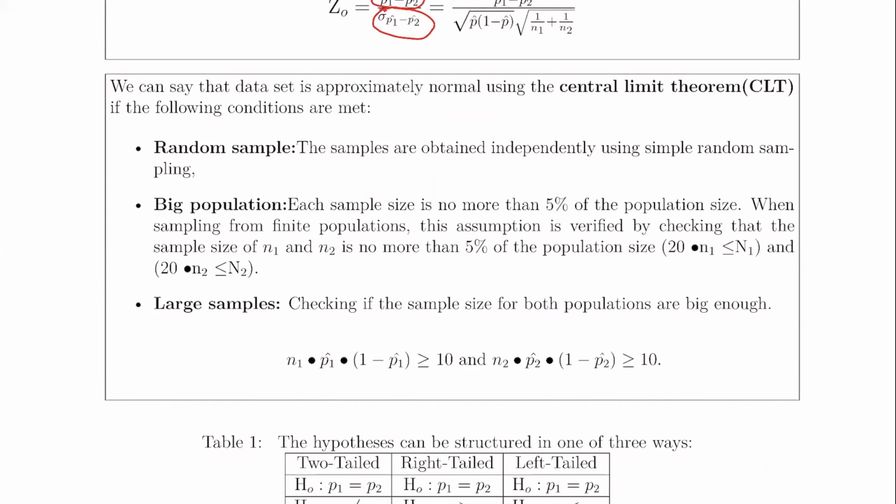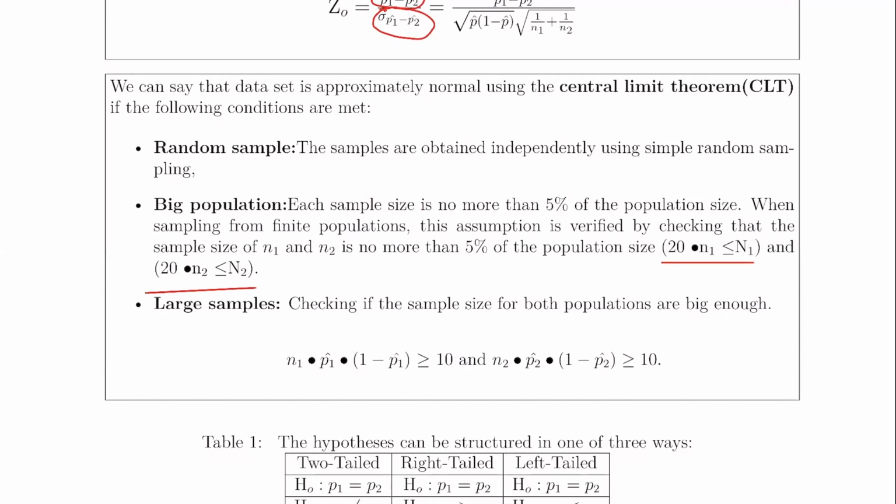If you look right here, that's the formula for big population for population 1. Here's the formula you have to check for your second population. For population number 2, you do 20 times n2, and that has to be less than or equal to N2. And remember, capital N represents the population size. All right, so that's how you check for big population. It's still the same as before. The only difference is you have to check both populations.